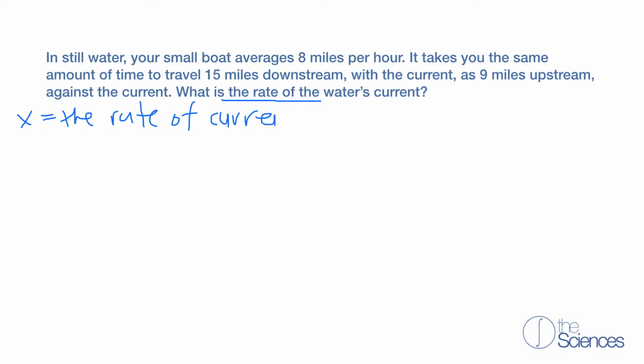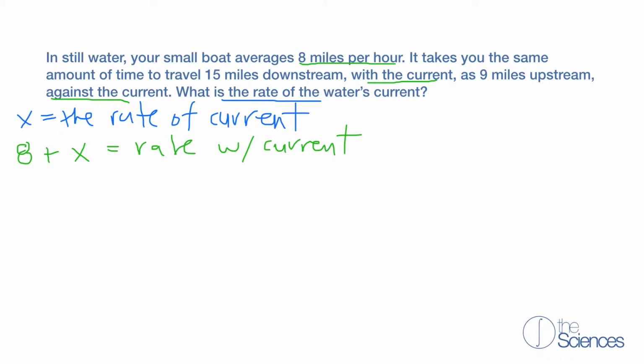Now there are two different types of rates. We have one with the current and one against the current. So here it says our boat averages 8 miles per hour. So we're going to have 8 plus the rate of the current, which is x, equals the rate with the current. So if 8 plus x is the rate with the current, then 8 minus x is the rate without the current.